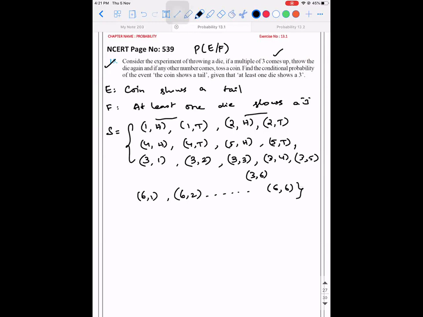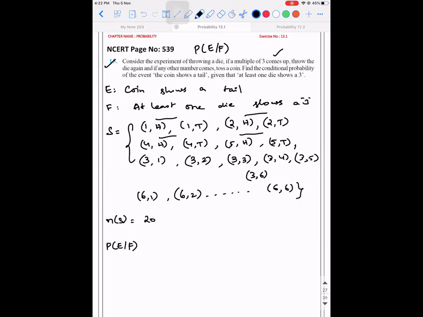2, 4, 6, 8. 8 plus 12, 20. So number of elements in sample space is 20. So what is the probability of E given F?